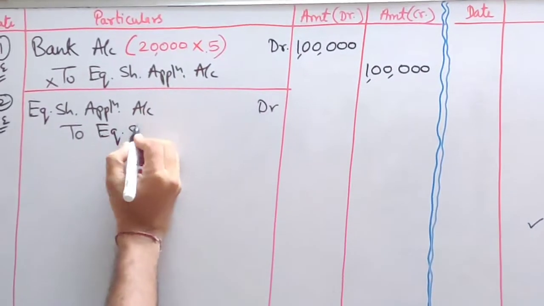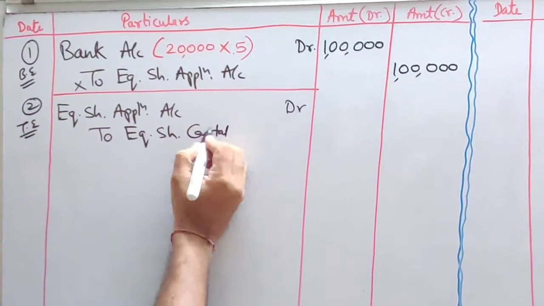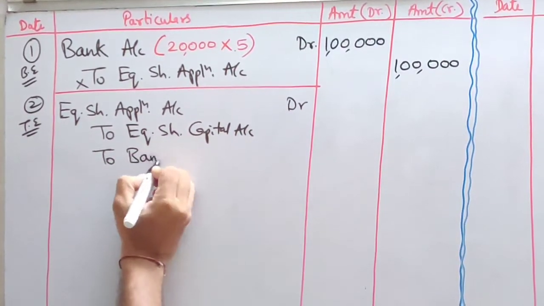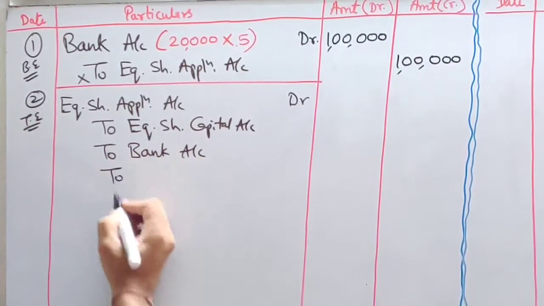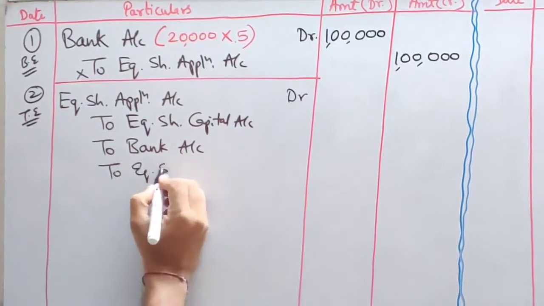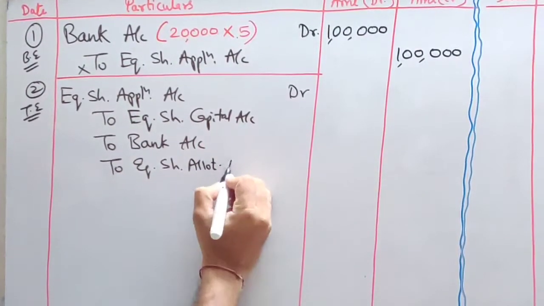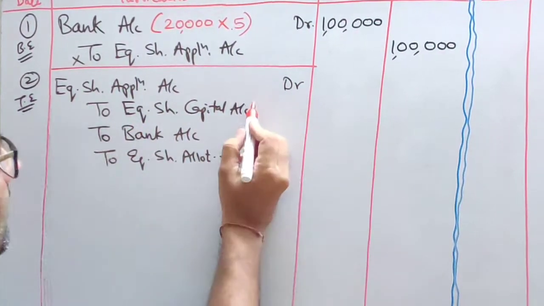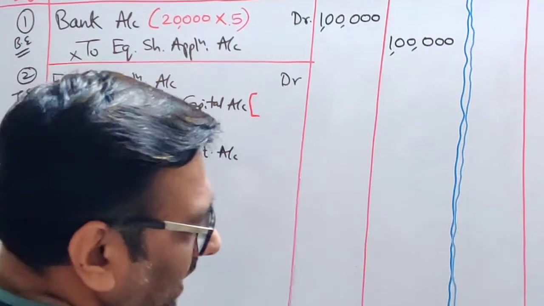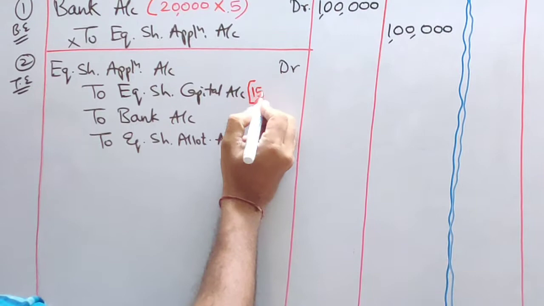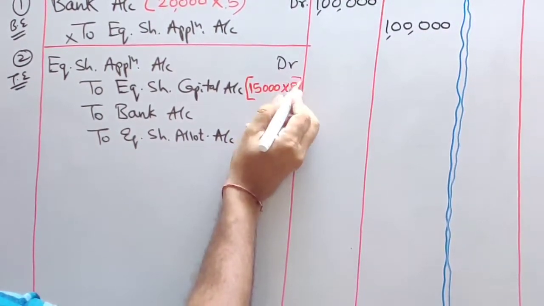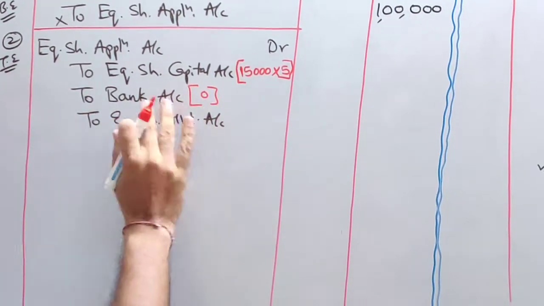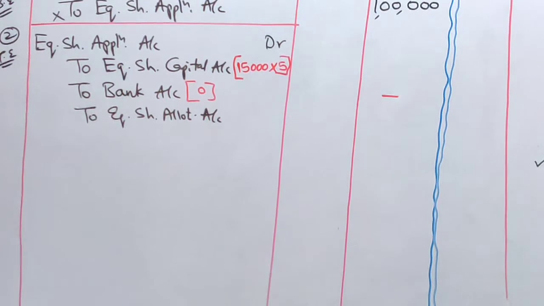To equity share capital account. I'll write the bracket later. First let me write the entry. To bank account, then to equity share allotment account. Now let's write down the brackets. For capital, you check the allotment column's number of shares, 15,000. So 15,000 into 5. For refund, there is no refund, 0. So actually you are not supposed to write this, but just for explanation I have written.